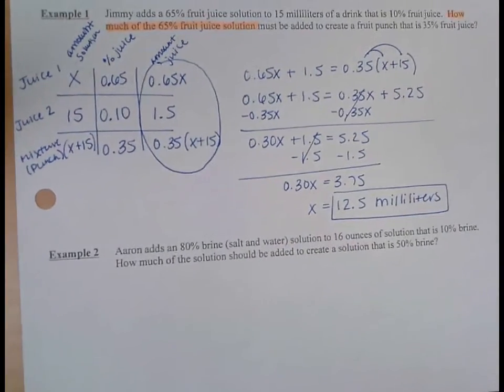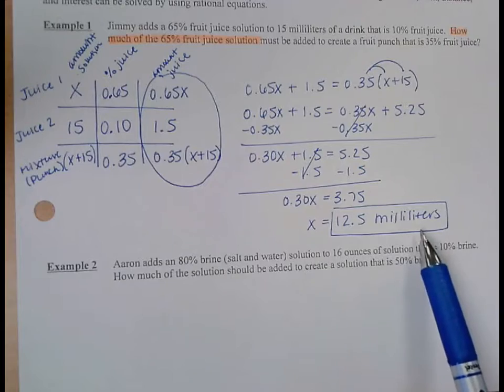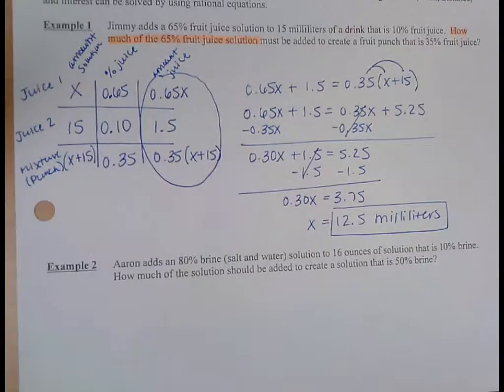So in order to get the percent fruit juice they want for the fruit punch, they would have to add 12.5 milliliters of the 65% fruit juice to the 15 milliliters of the 10% fruit juice to get the right mixture. Okay, so yes, these problems are a bit of a process.